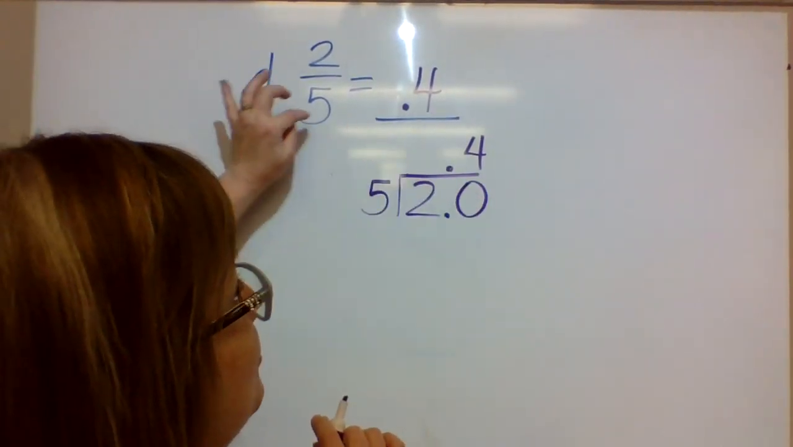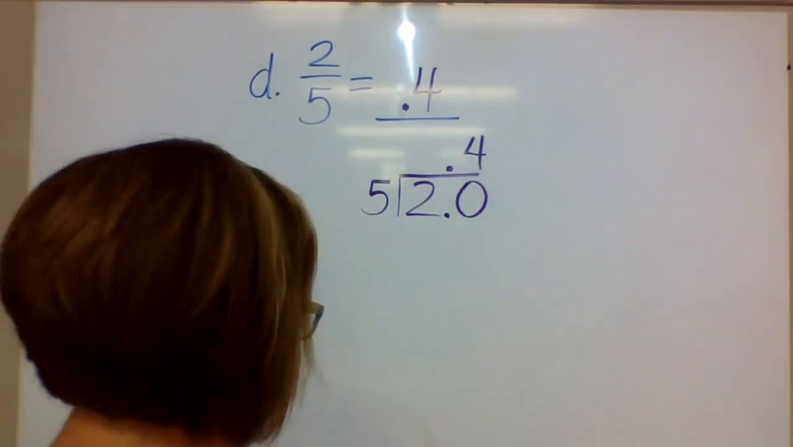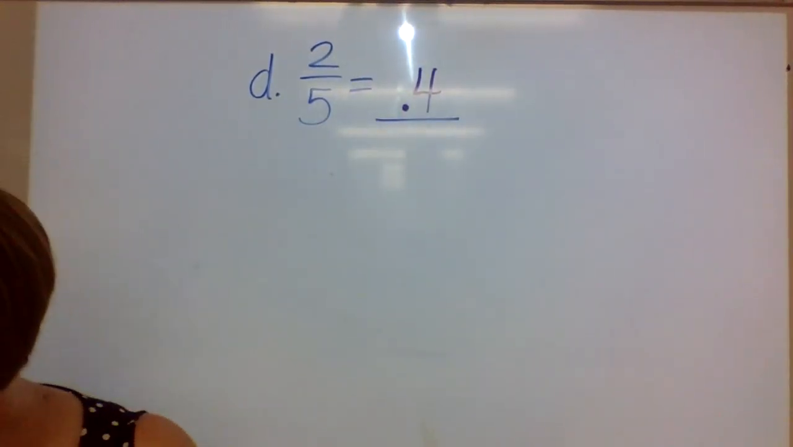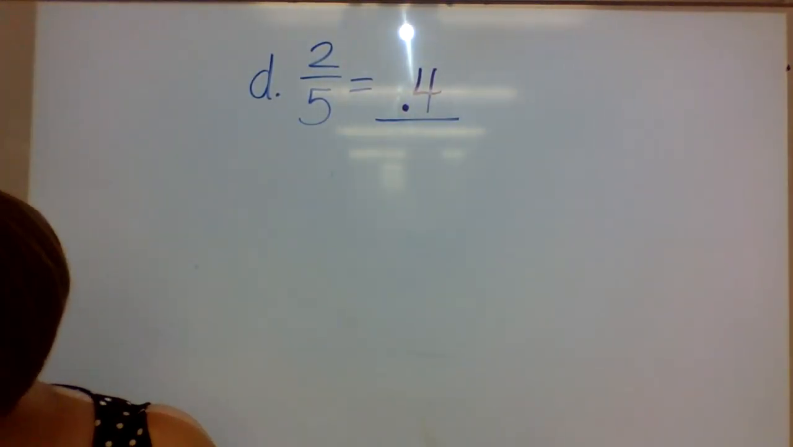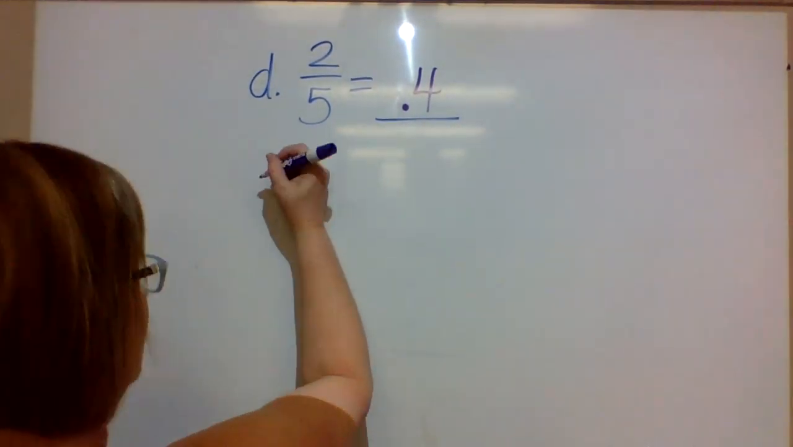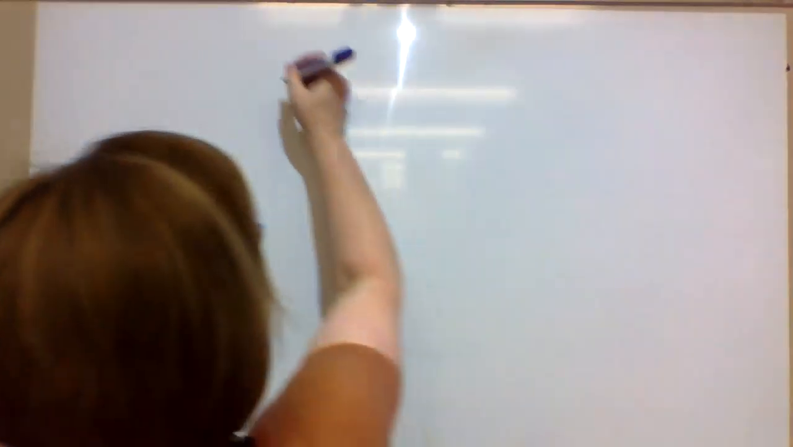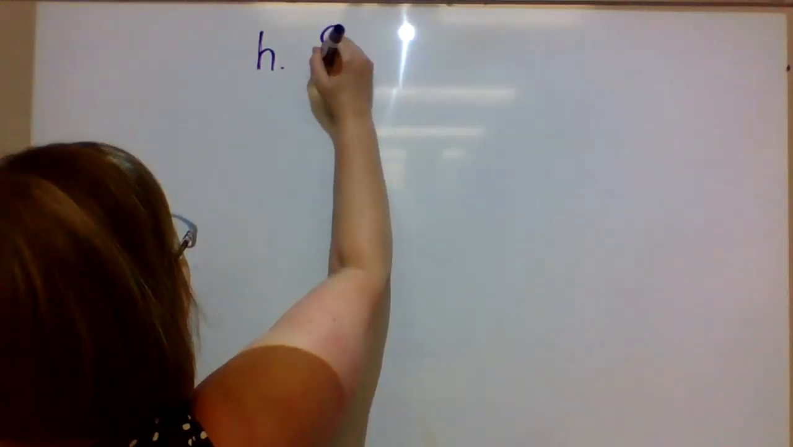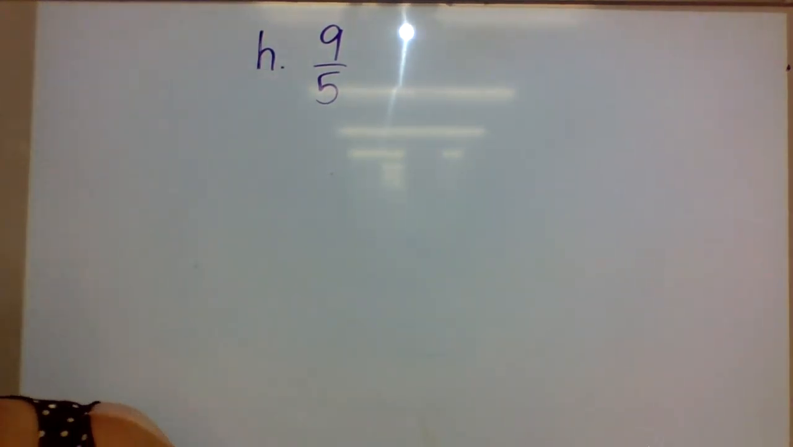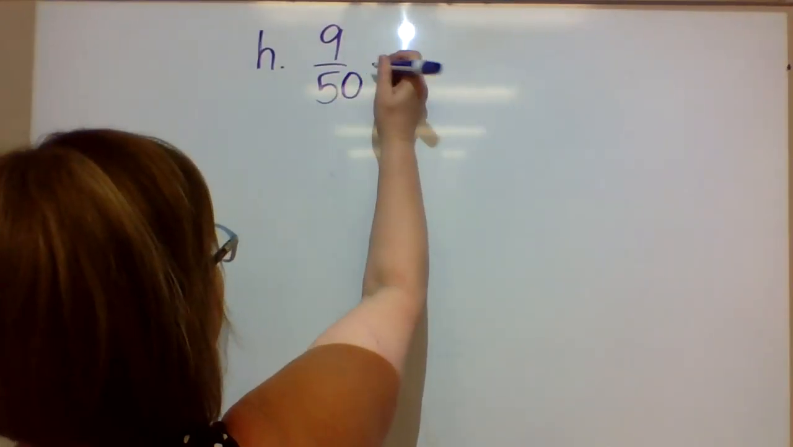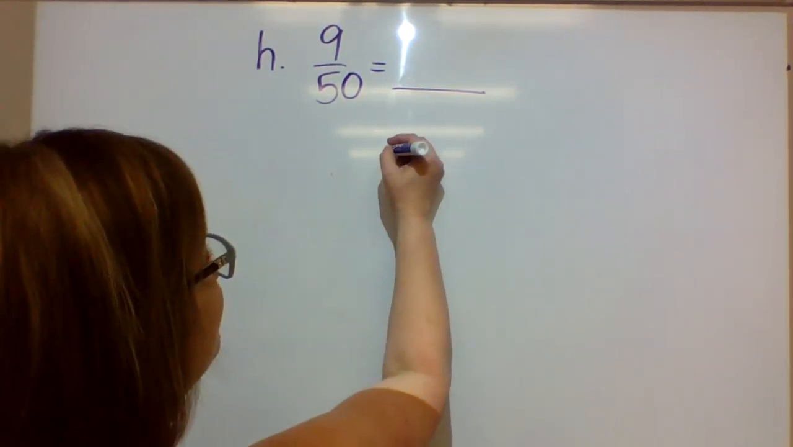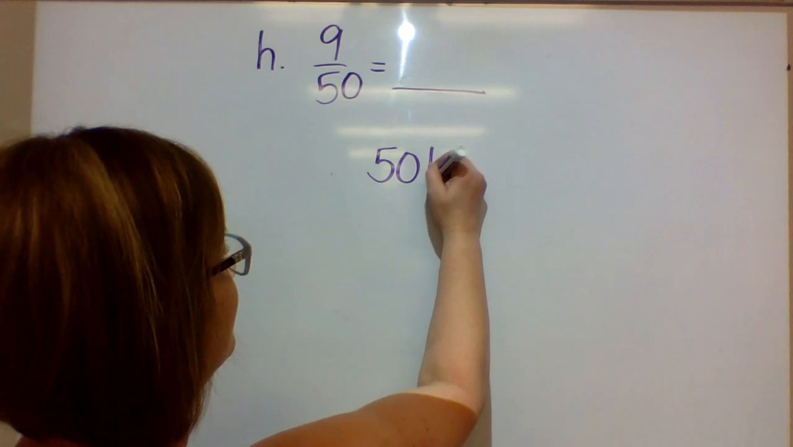Okay. So 2/5 becomes 4/10. Now, I said you do A, B, C, and you're going to do E, F, G. I'm going to do H. H is 9/50ths. Sorry, 50ths. Okay. 9/50ths equals what decimal? Okay, so we're going to take 50 into 9.